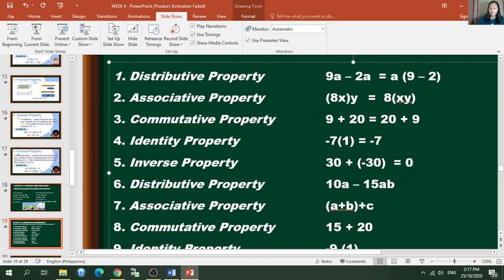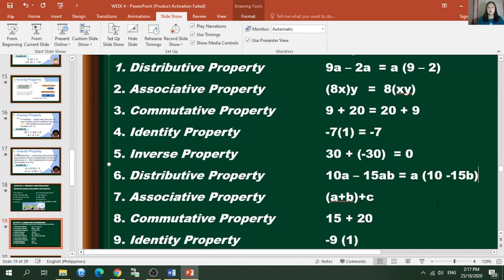Next, distributive property. How are we going to make this a distributive property? Okay, take note that the common factor is A. So we have A multiplied by the remaining quantities. In the first, we have 10A, so the remaining is now 10. Minus, we have 15B.